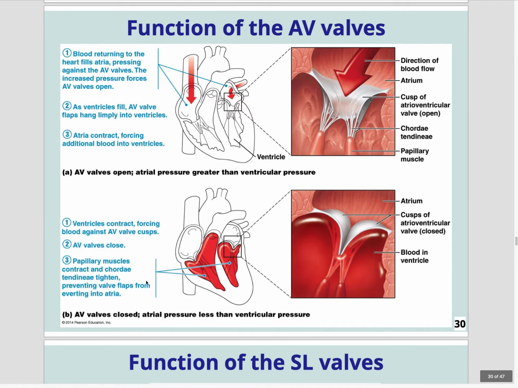Okay. As you can see, the chordae tendineae, these heartstrings, anchor the cusps of the AV valves to the papillary muscles. And the contraction of these papillary muscles is able to hold the valve flaps in a closed position, so as to prevent the flaps from everting back into the atria.